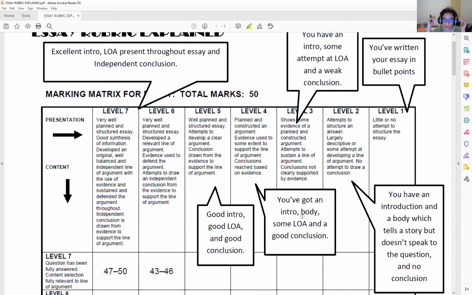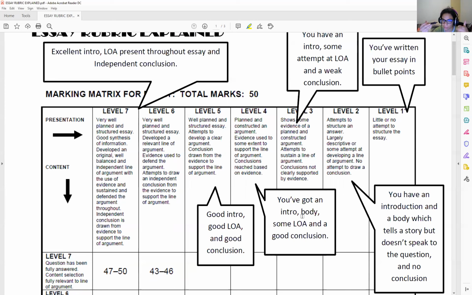Your conclusion answers the question, speaks to whatever you've written in your essay, but it's not a brilliant conclusion. It's just a fairly straightforward one, okay? Your evidence is used to some extent to support the line of argument. So I always tell my learners to follow the P-E-E-L method, because when you do that L, that link, you are always answering the question, which shows a line of argument.